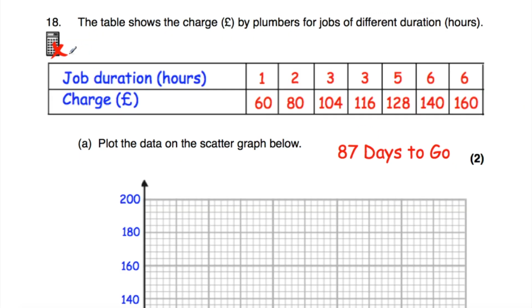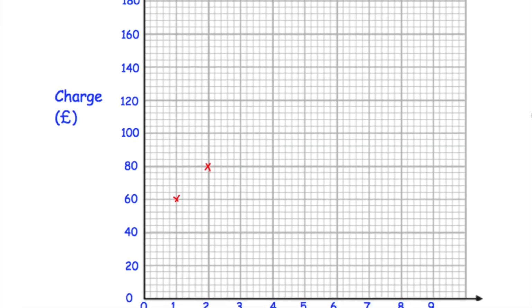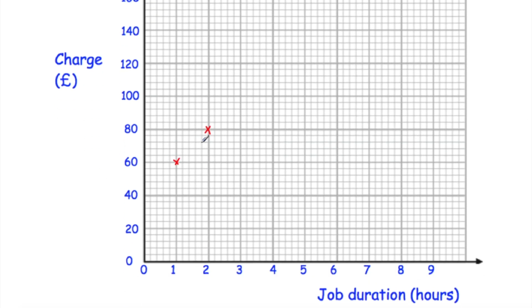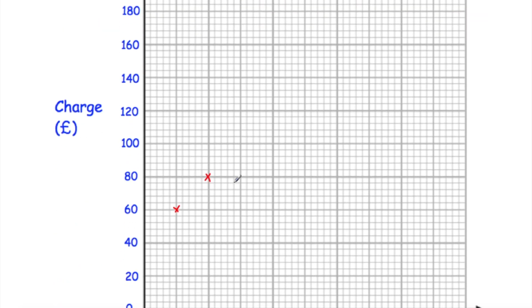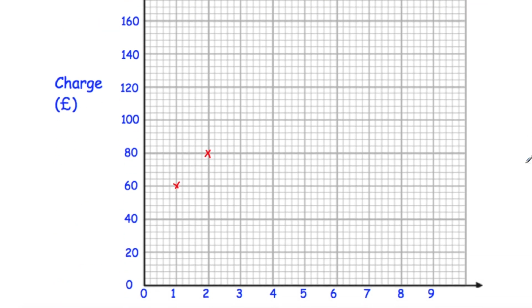Okay, let's have a look at question number 18. Question number 18 is a scatter graph question. We've got to plot this information on the scatter graph. So 1 and 60 would be there, and 2 and 80 would be there. The next point is 3 and 104. So we've got 3, which is here, 3 and 104. Well, let's see what we're going up in.